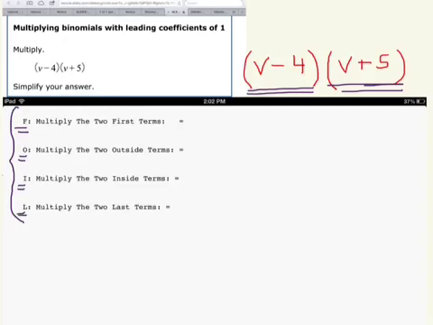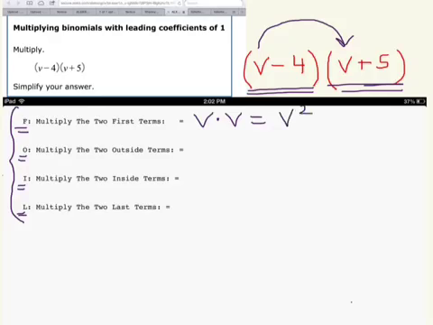So let's get started. If we start here with the F, it says multiply the first two terms. And what that means is the first term in each of these parentheses is a V. So when we're multiplying the first two terms, we are going to say V times V, which is equal to V to the second power.